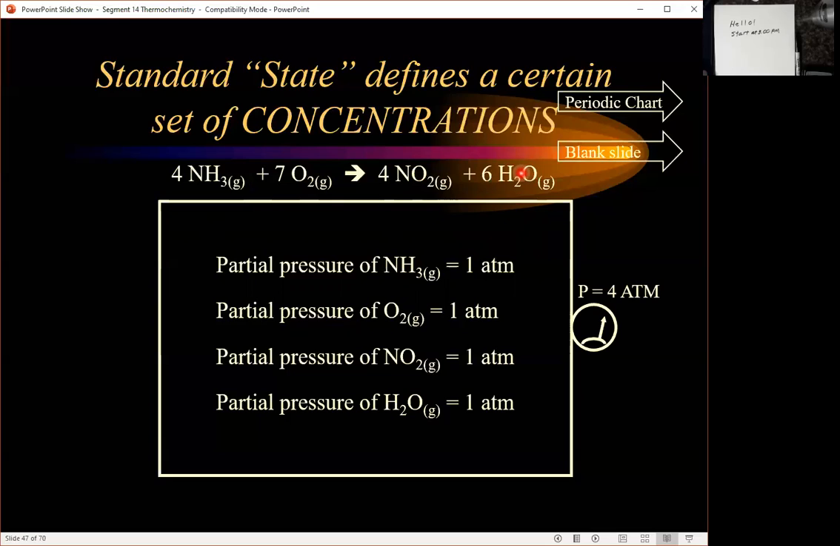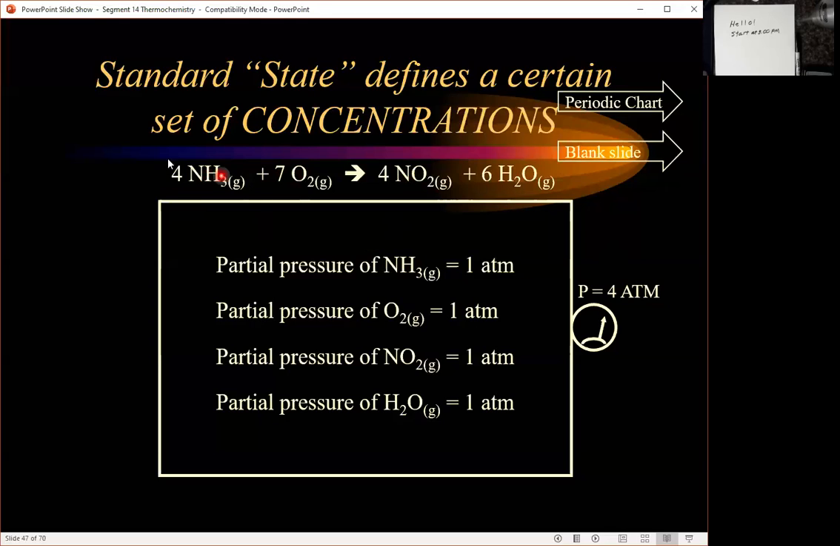Now let me remind you of what we did with Raoult's law. If you want the mole fraction of some component, you take its pressure and divide by the total pressure. So this standard state is going to have 1/4, 0.25 mole fraction of the molecules present is ammonia, 0.25 mole fraction is oxygen, 0.25 mole fraction of NO2, and 0.25 mole fraction of water.